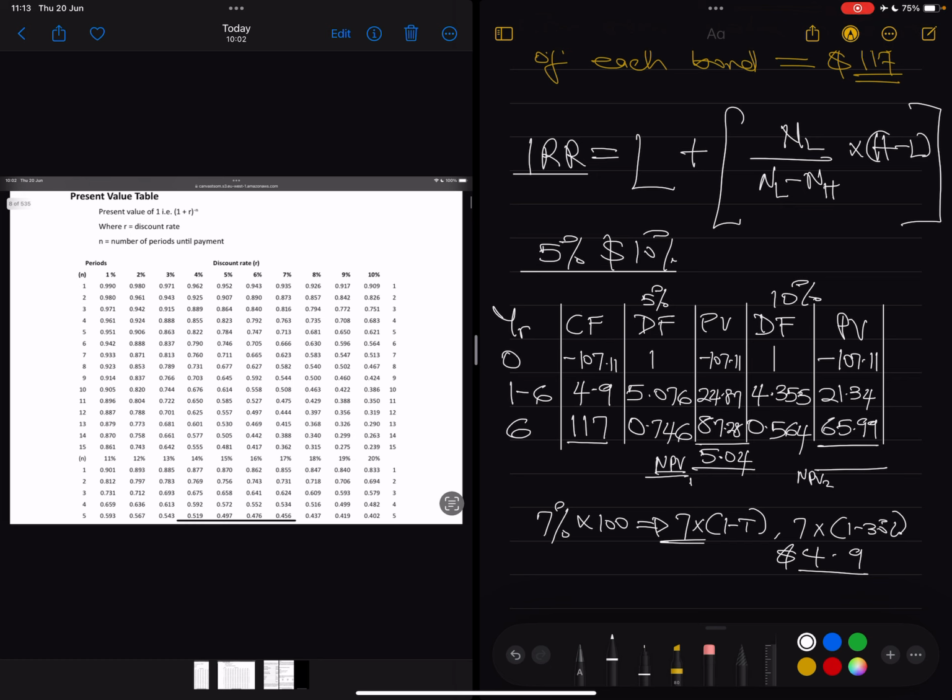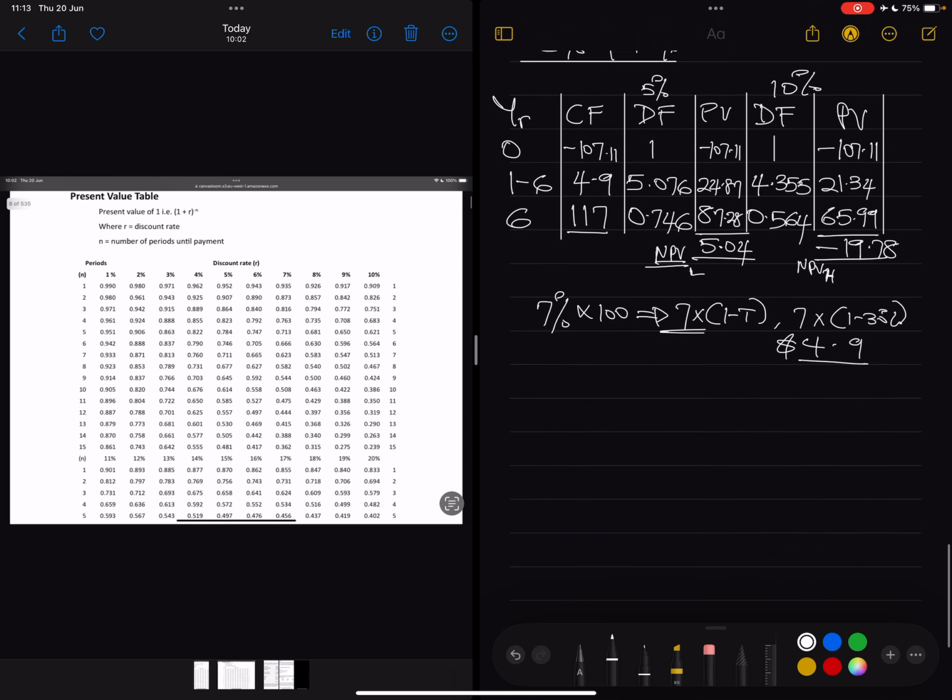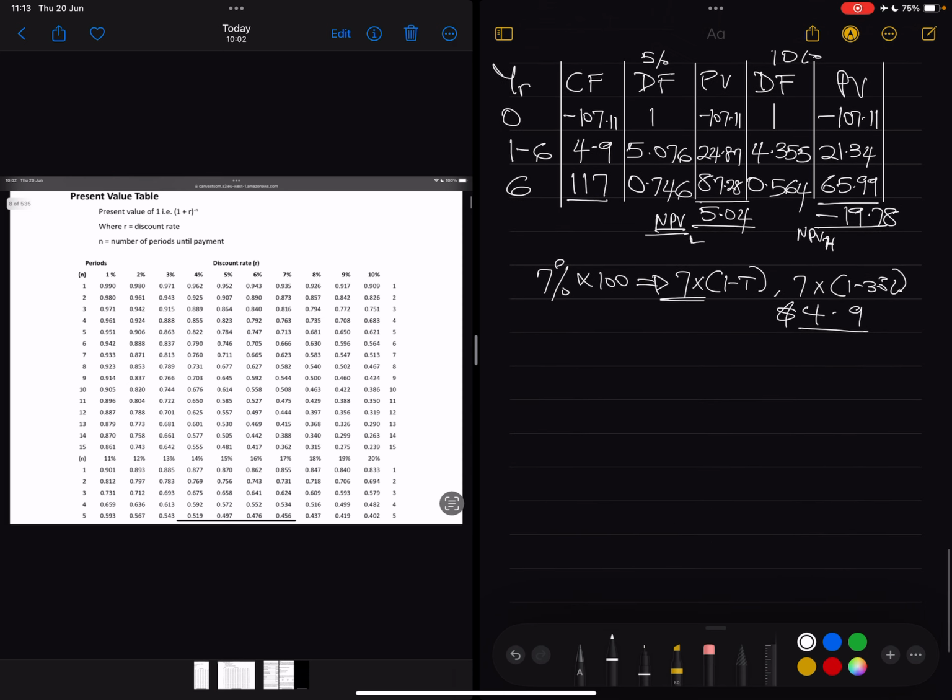which we call NPV H, I rate. And that's 65.99 plus 21.34 minus 107.11. And that gives minus 19.78. Now, since we have this, we can just calculate our IRR straight away.